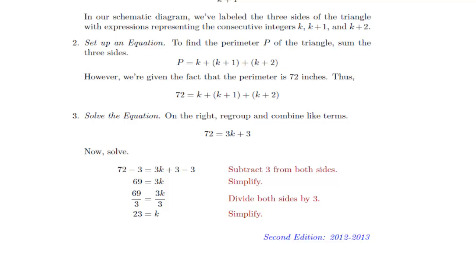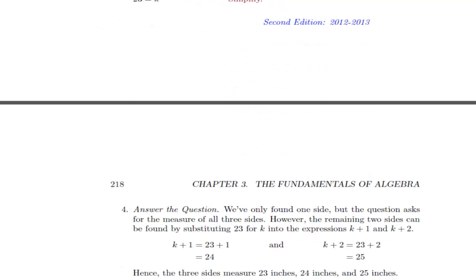First, we'll subtract 3 from both sides to get 72 minus 3 on the left-hand side equals 69, and on the right-hand side, 3k plus 3 minus 3 equals 3k. Then, we'll divide both sides by 3 to isolate k. On the left, 69 divided by 3 is 23, and on the right, 3k divided by 3 is k. So k equals 23.